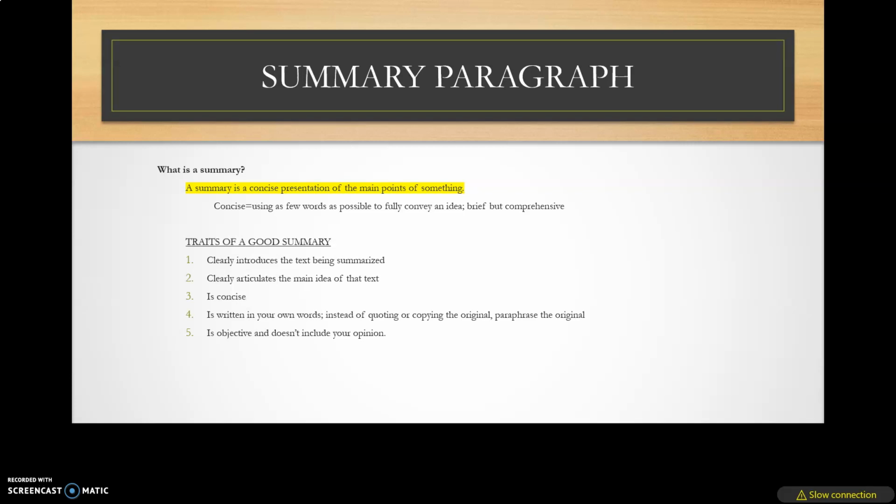What are the traits of a good summary? Well, a good summary clearly introduces the text being summarized. It clearly articulates the main idea of that text. It is concise. It's written in your own words. Instead of quoting or copying the original, you paraphrase the original. And lastly, a good summary is objective and doesn't include your opinion. That's a different kind of paragraph that we will talk about later.